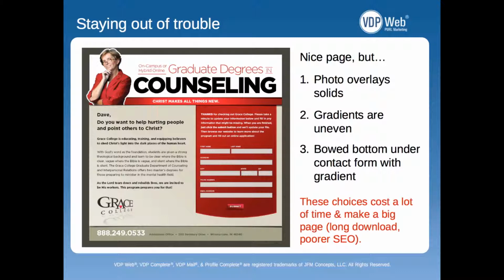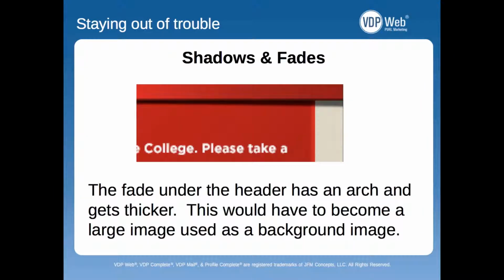So these choices cost a lot of time, and they make for a big page, long download, poor SEO. So out of the gate, we might want to think about some different choices. So let's take a look. Shadows and fades, I've got kind of a close-up under the form. The fade under the header has an arc, and it gets thicker as it goes to the right.